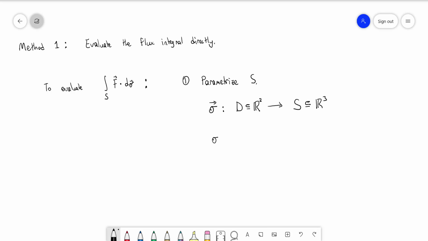And so I'll use U and V for the arguments of the parameterization, although in general, the arguments are just whatever letters you choose to use. Okay. So you come up with this parameterization. It maps into R3, so it's going to have 3 components to it: an X component, a Y component, and a Z component.